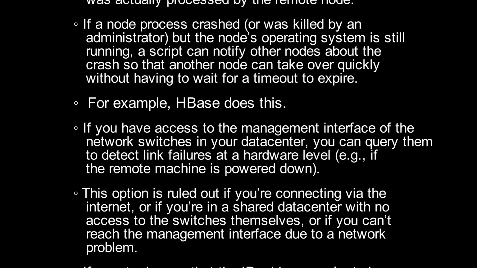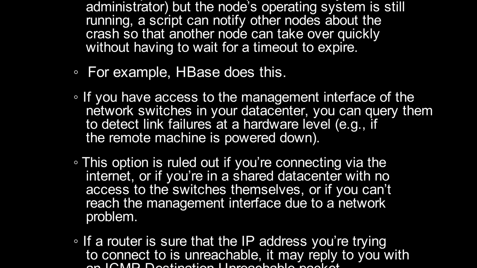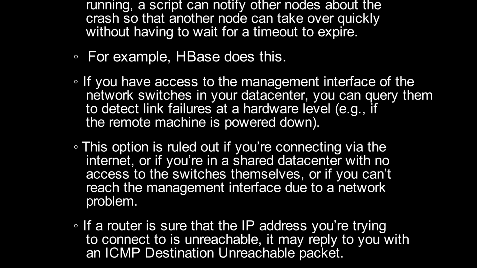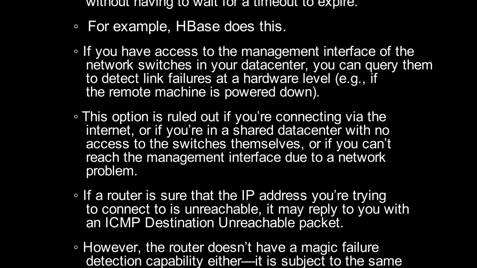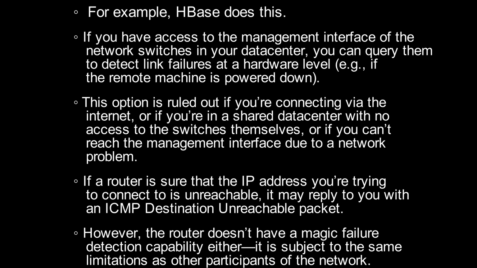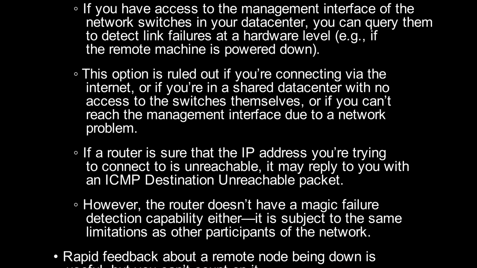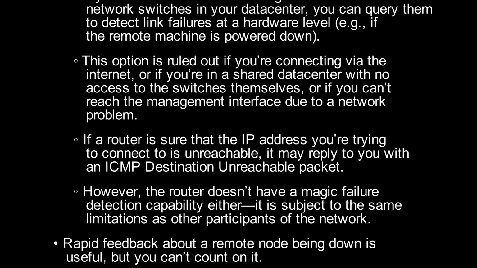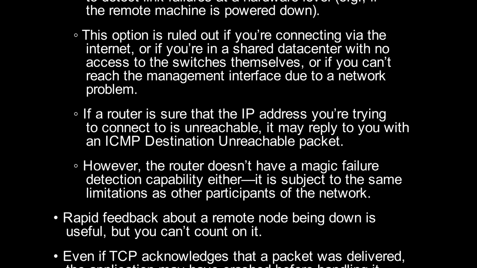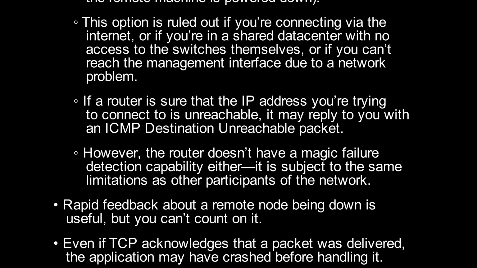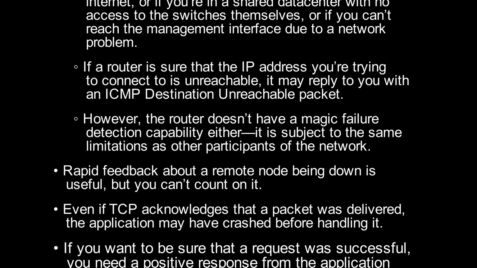This option is ruled out if you're connecting via the internet, or if you're in a shared data center with no access to the switches themselves, or if you can't reach the management interface due to a network problem. If a router is sure that the IP address you're trying to connect to is unreachable, it may reply to you with an ICMP destination unreachable packet. However, the router doesn't have a magic failure detection capability. It is subject to the same limitations as other participants of the network. Rapid feedback about a remote node being down is useful, but you can't count on it.